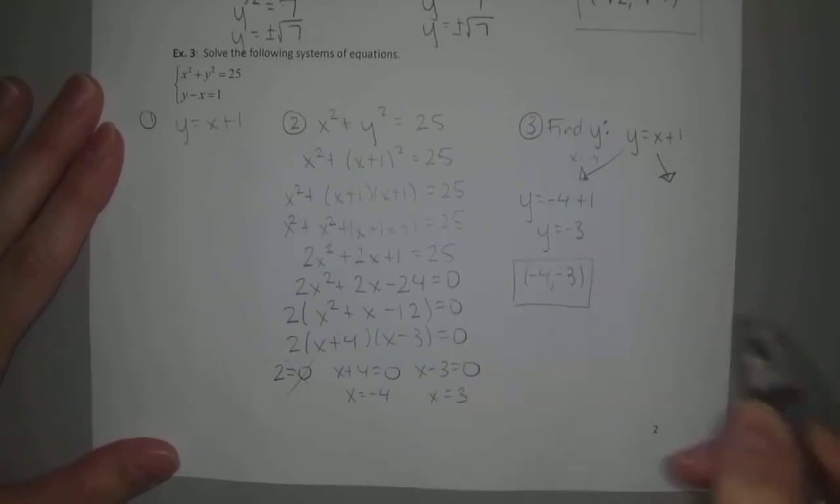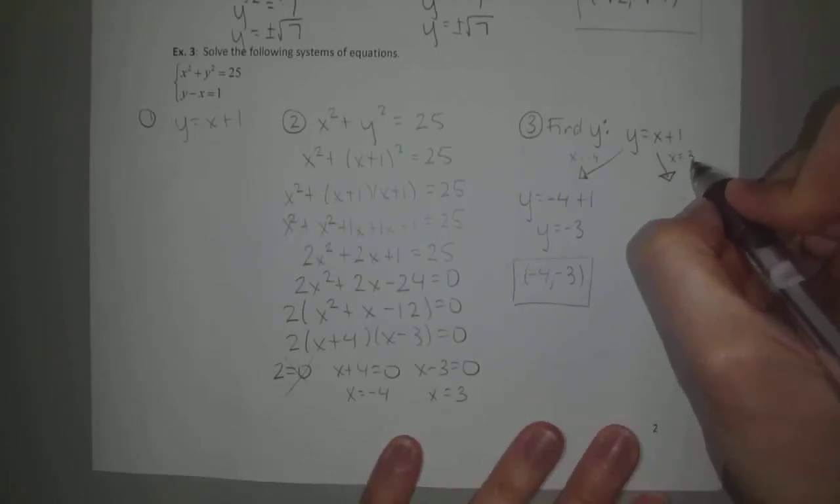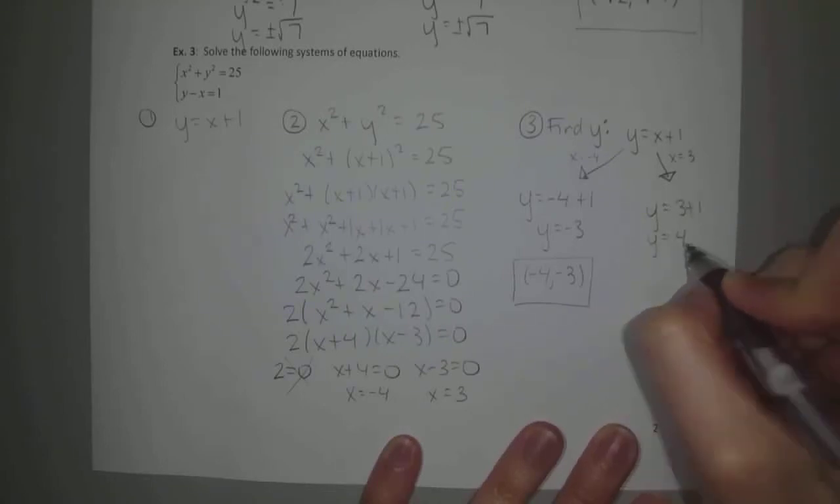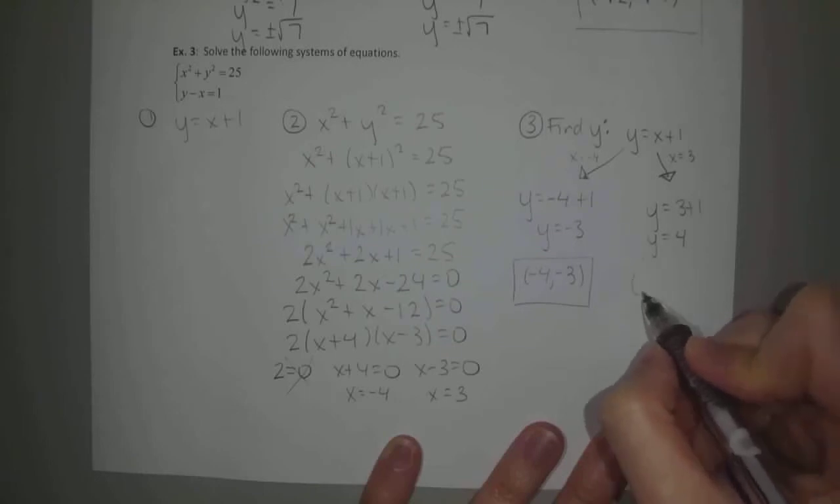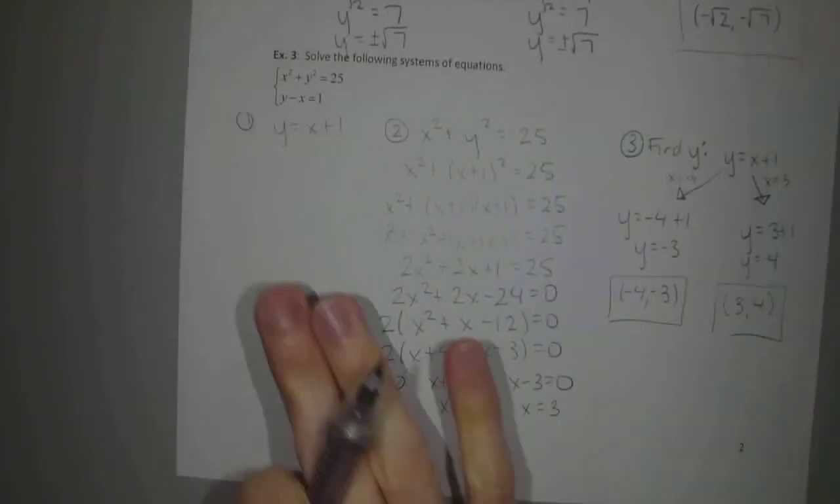Negative 3. And then how do we find our second y? We're going to use the second x value of 3. So y equals 3 plus 1, which is just 4. So what's our ordered pair? A positive 3, a positive 4. Okay? And again, this one's not hard to graph.